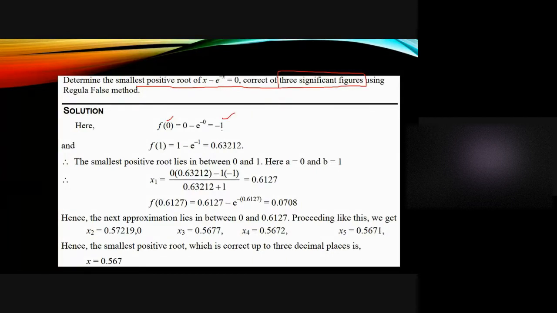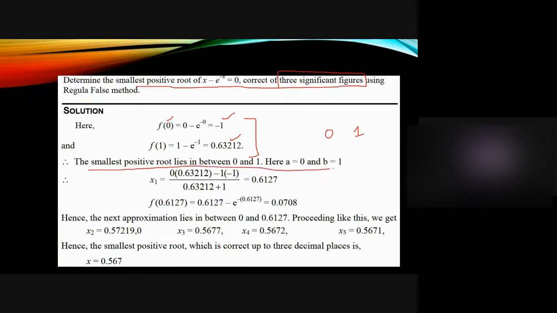So minus 1 is the value for f of a, and when you put 1, you got 0.63212. So this satisfies the condition. That is, when you're putting the values, you got a negative value as well as a positive value. So our solution lies between 0 and 1. Then you can apply the equation to solve for further steps. The smallest positive root lies in between 0 and 1.